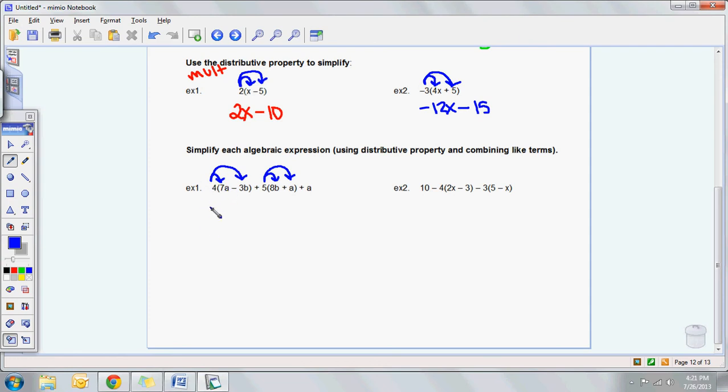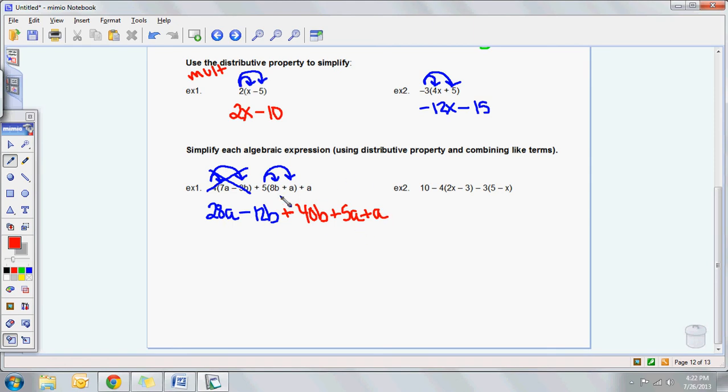4 times 7 would give us 28a. And then 4 times a negative 3 would give us negative 12b. Okay, so that's done. I can even cross this out if I want to. And then I might change colors here and distribute this 5. So 5 times 8 would give us, don't forget your operations, positive 40b. 5 times a positive a would give us 5a. And then now we can bring down that loner a. Okay, so we've got the hard part done.